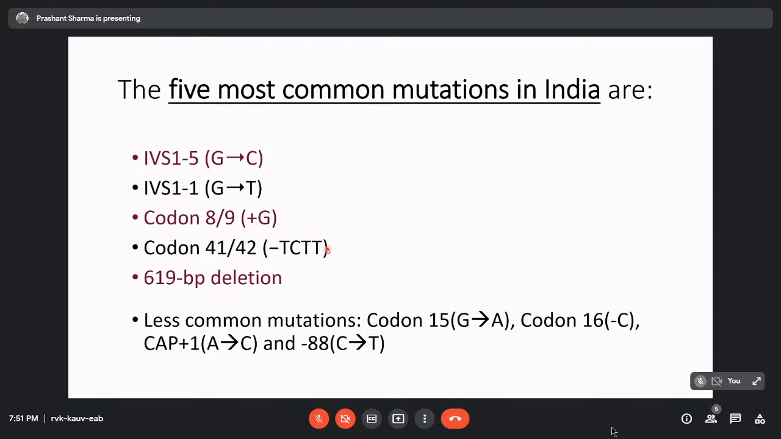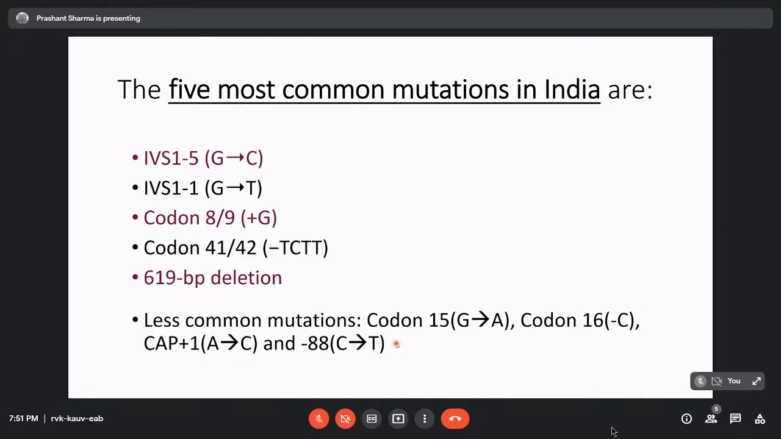We have one medium-sized, let's say, deletion happening in beta thalassemia as well. The 619 base pair deletion is common amongst people from the western parts of India, and in many studies, it's the second most common mutation that is found. Less common mutations include codon 15, codon 16, a mutation called CAP plus 1, and another one called minus 88, and some of these we will discuss when we talk about specific features of different mutations.